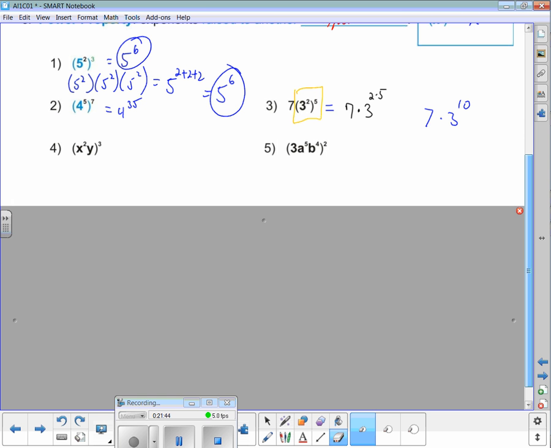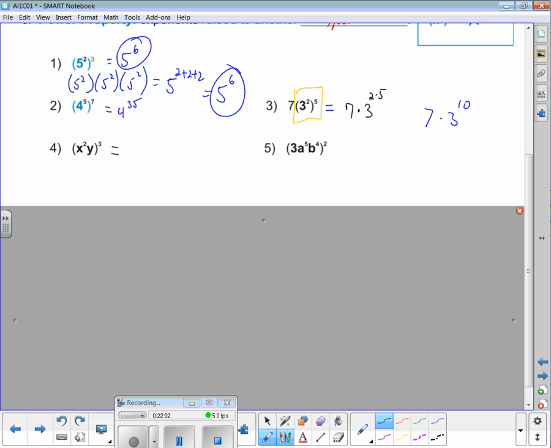All right, so look at 4. Here's what happens when you have multiple factors for the base. Look at number 4. The base is an x squared times a y.